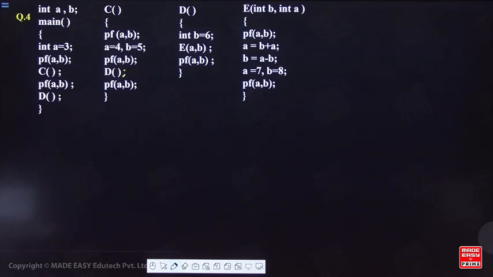Yatin Singh, global variable of garbage value initially? Yatin Singh, it is written in the class notes. Initially, a global variable will contain 0 if it is not initialized.